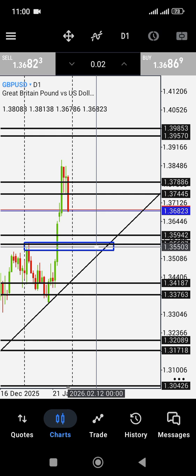So wait for a confirmation on the daily time frame, after which you go to the hourly time frame and wait for a market structure shift from lower low, lower high, to a higher high, higher low. Then we can trade.